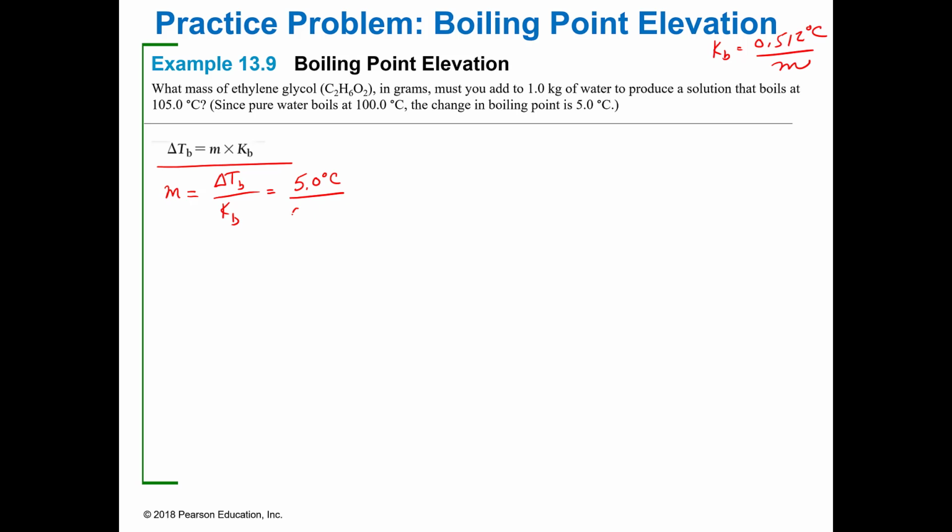So that's going to be 0.512 degrees C per mole. And since you're dividing on the bottom, it goes to the top, and that gives us 9.8 mole concentration of ethylene glycol in water. And it wants to know what the mass of the ethylene glycol is going to be.